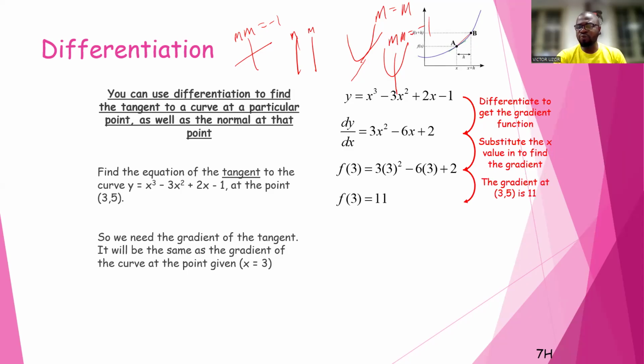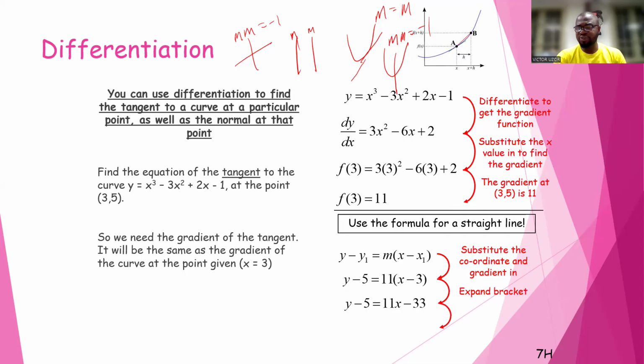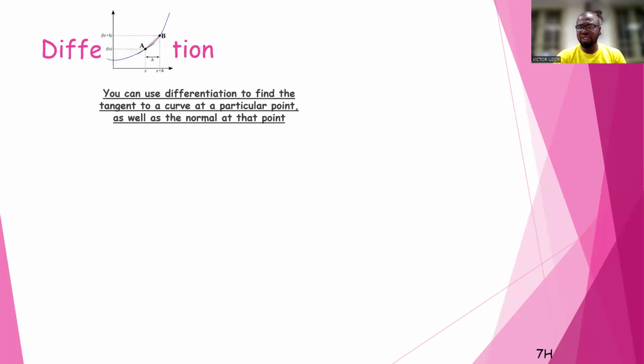The gradient of the curve is 11. Because the line is a tangent to the curve, the gradient of that line will also be 11. Then you use the formula for a straight line and you find your value. Using the one-point formula, you find the equation that is tangent to the curve. As simple as ABC.